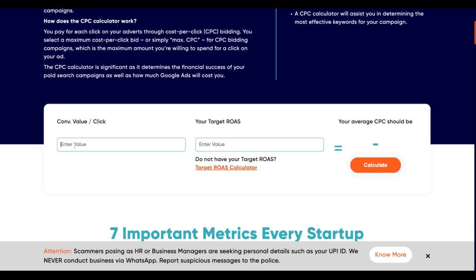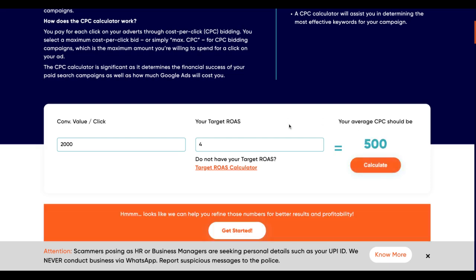Your average conversion value per click, in our case, is 2,000. Then our target ROAS, which we have set to 4. Hit calculate. Your average CPC shows 500. Now, if we interpret this, it means in this scenario, for every click you get on your ad that leads to a sale, you should ideally be paying no more than 500 rupees. So, by targeting this CPC, you increase your chances of achieving your target ROAS of 4.